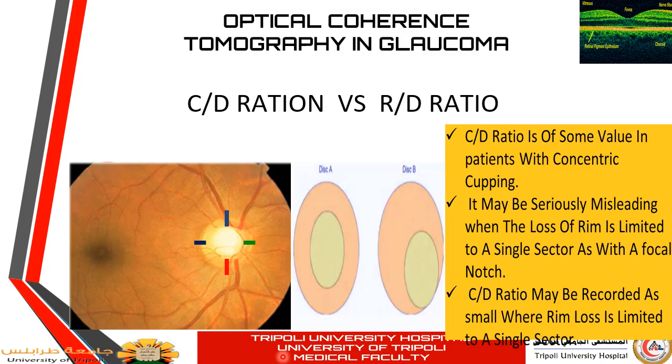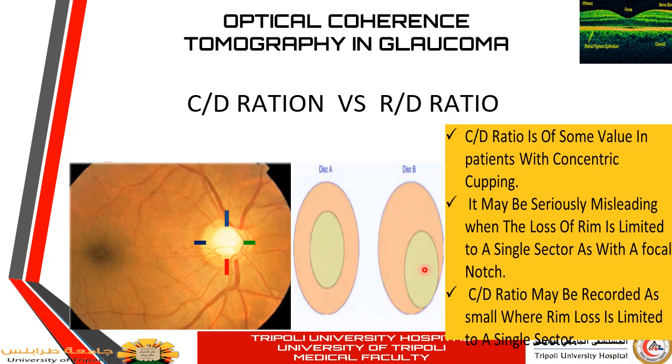The cup disc ratio is not a sensitive parameter to determine glaucomatous damage, for many reasons. For example, if you look at this picture, you will find two optic discs with the same cup disc ratio, but the eccentricity of this cup and the absence of the neuroretinal rim here make this optic disc more in favor of glaucoma than this one, although they have the same cup disc ratio. So if we just depend on the cup disc ratio, we will miss many cases of glaucoma.